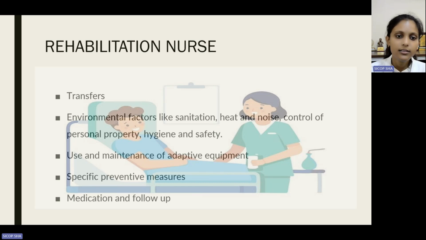The use and maintenance of the adaptive devices is also checked by the rehab nurse. Specific preventive measures, if any needed by the patient, are also told and done by the nurse. The medications of the patient and the follow-up of the patient are also maintained by a nurse.